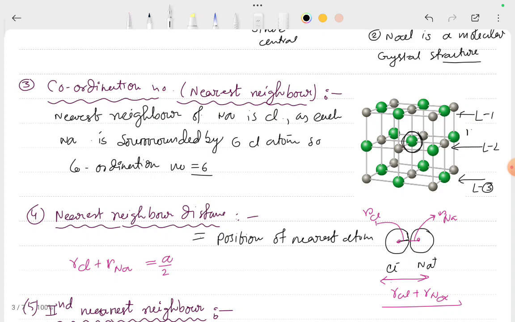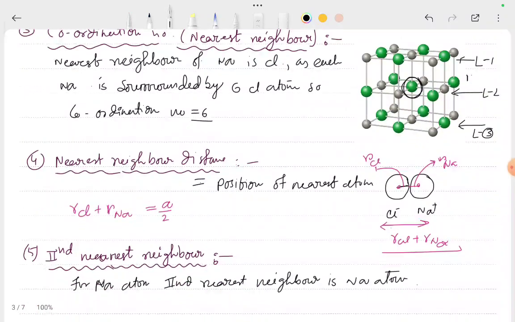So here we get the coordination numbers. One Na atom is surrounded by 12 Na atoms. In a similar manner, one Cl atom is surrounded by 12 Cl atoms. This is the second nearest neighbor. You just be clear about that. I think you are clear.